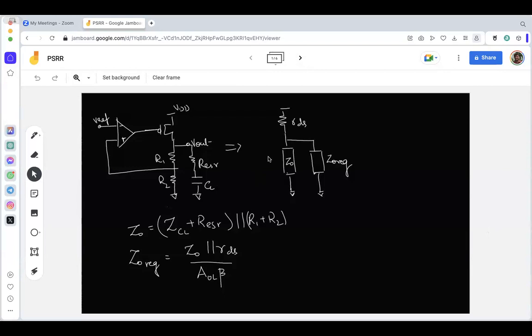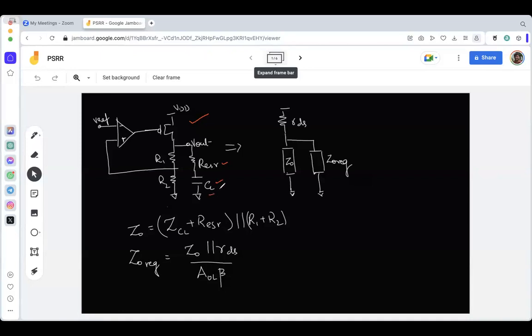Now you are able to identify what this circuit is clearly. Let me annotate. You are able to look at this circuit and clearly say that this is an LDO. R1, R2, clearly it's an LDO. But what about RESR and CL here? These are the load capacitance.